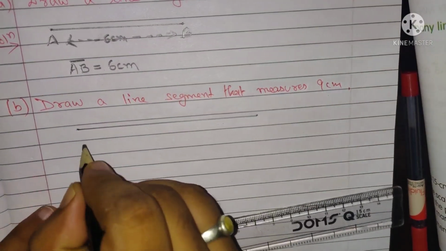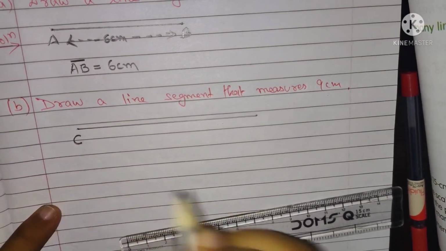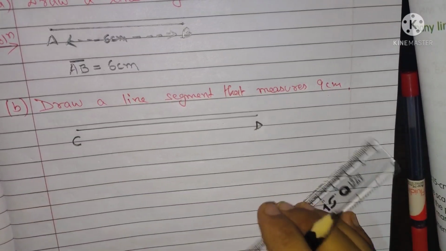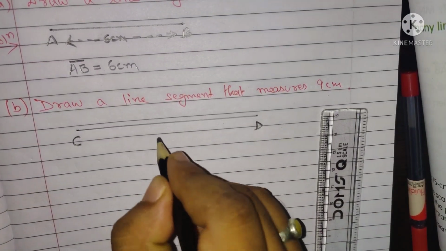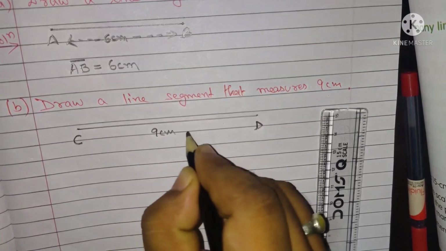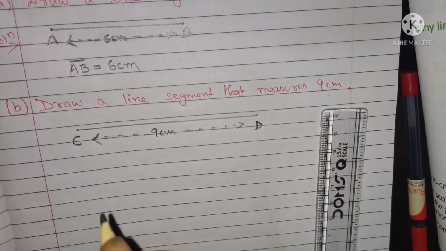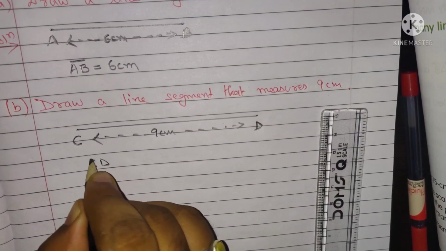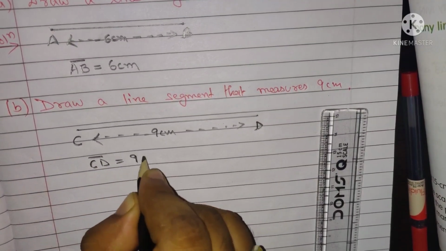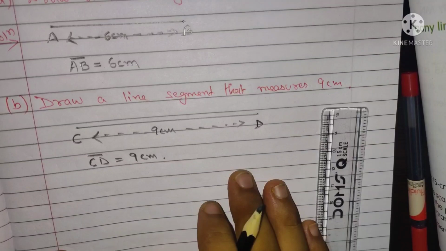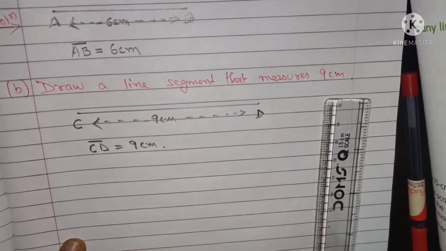Now you can give your own name. Say here I am giving the name CD. So CD is the line segment which measures 9 centimeter. In this way you can give the dotted lines, which means it is of 9 centimeter. So here you will write, line segment CD is equal to 9 centimeter. Clear? So this is how we will draw a line segment.